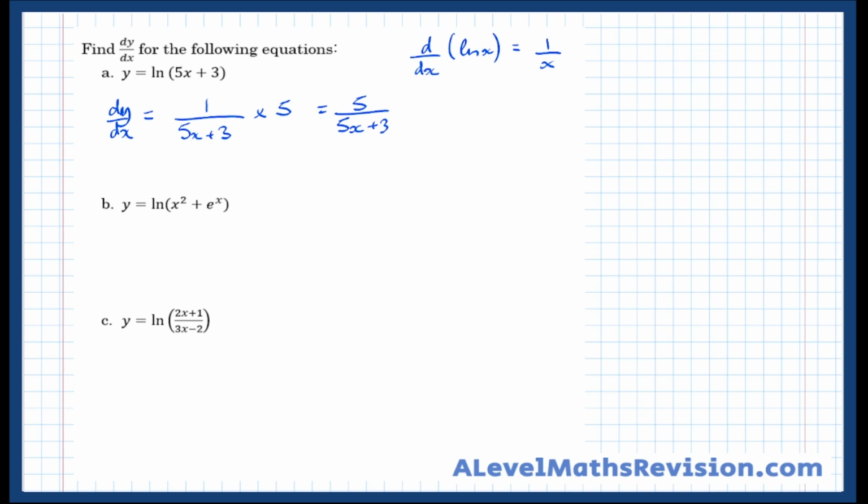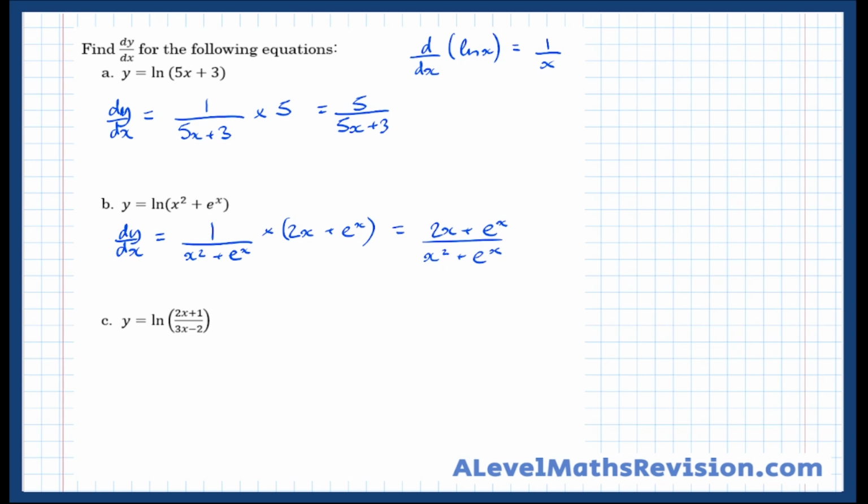Part B, again, pause, have a go. But dy by dx equals, well, the differential of log of something is 1 over whatever that thing is. Then we look inside the bracket, see that it was x squared plus e to the x, and then multiply by its differential, which is 2x plus e to the x. Differential of x squared is 2x. Differential of e to the x is itself, equals 2x plus e to the x over x squared plus e to the x, if I simplify.